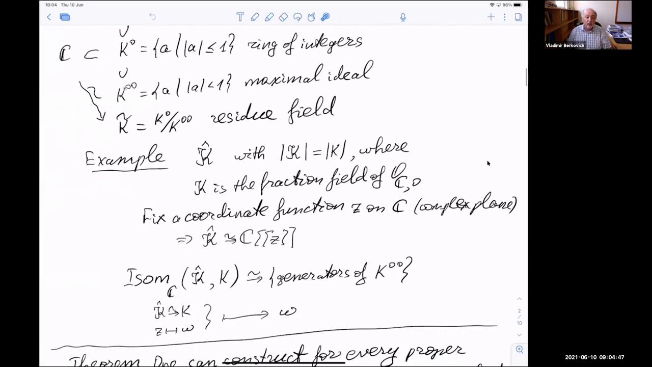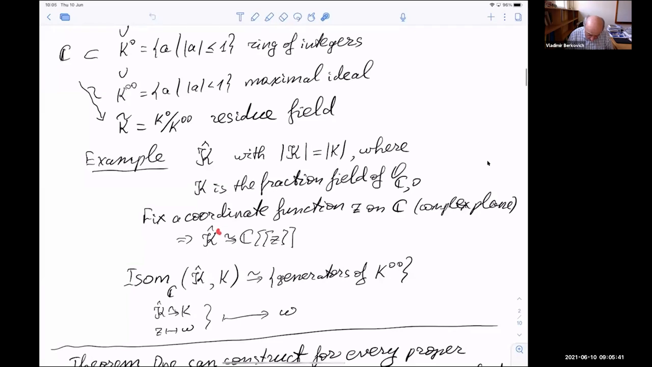And so what is an example of such a field? It's the completion of a field denoted in this calligraphic way, where K is the fraction field of the ring of convergent power series at zero. And we also fix a valuation of this field such that the valuation at a generator of the maximal ideal is one. But in the second, calligraphic field, we fix a coordinate function, denoted by z, on the complex plane. And so this K hat is canonically isomorphic to the K hat.